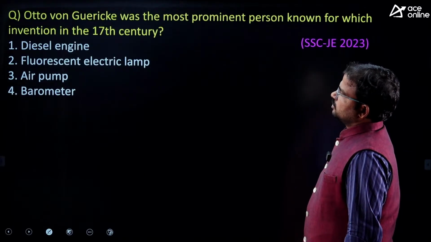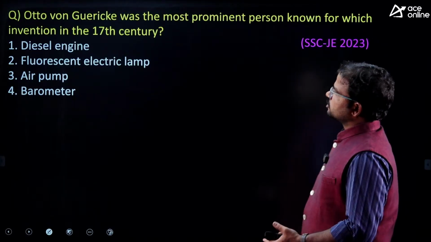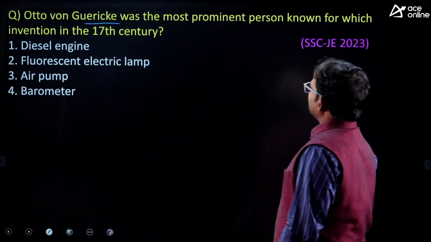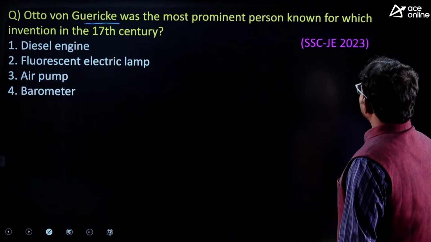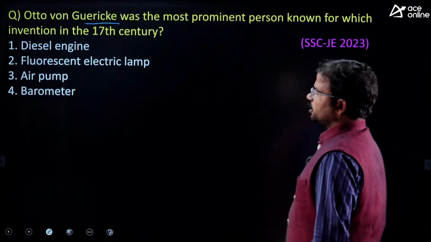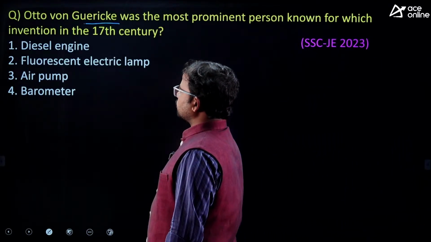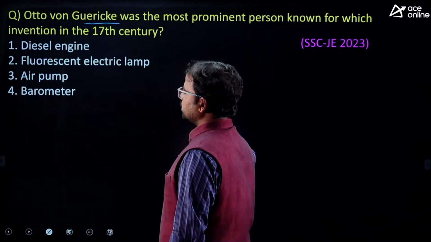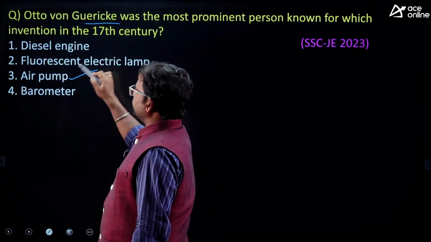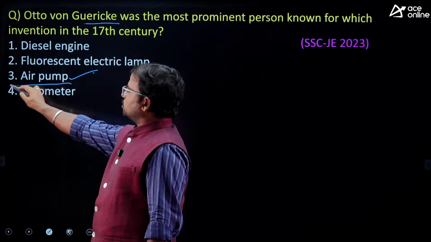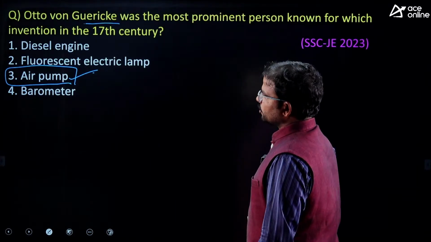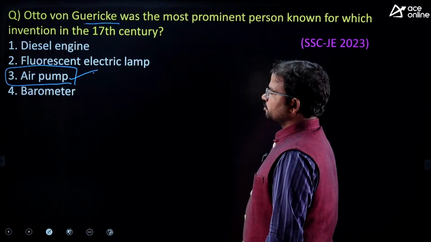Next, Otto von Guericke was the most prominent person known for which invention in the 17th century? Here they mention diesel engine, fluorescent electric lamp, air pump, and barometer. Here, Guericke invented the air pump only. So option 3 is the correct one. What about the remaining options? Diesel engine, fluorescent electric lamp, and barometer.